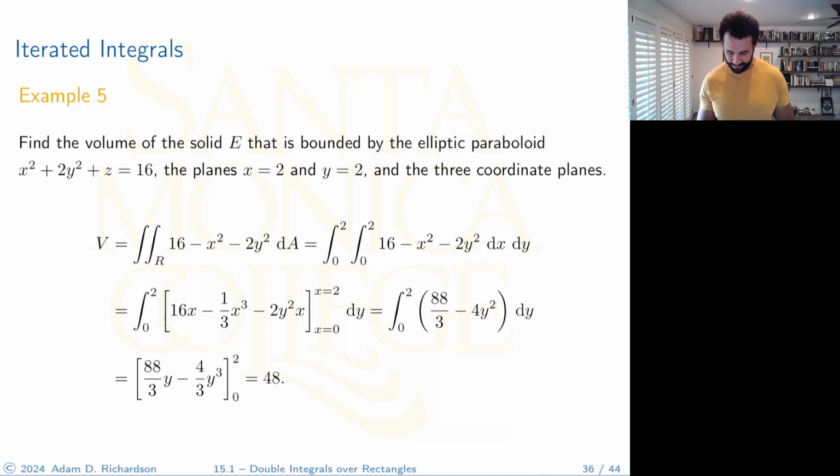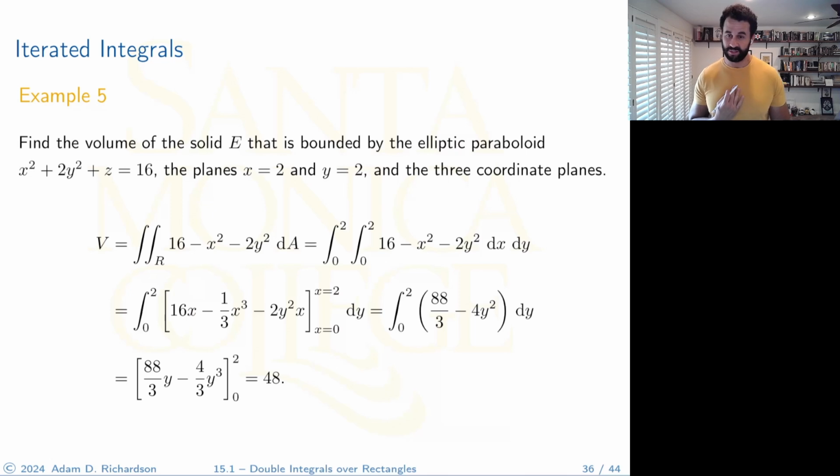There we go. Looks like I did x first this time. So I'm integrating this with respect to x. Here we go. Apply FTC2. Now I've got a function of y only, and I'm going to integrate with respect to y. Apply FTC2, and then the result is 48. So the volume of this region is 48. Pretty cool stuff, huh? It's kind of fun once you get the hang of it.